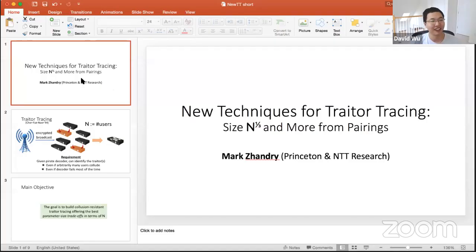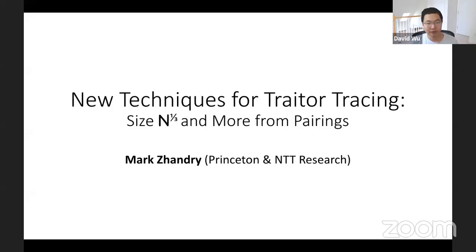The first talk in this section will be New Techniques for Traitor Tracing, Size n to the 1/3 and More from Pairings by Mark Zandri. And Mark will give the talk. Thank you for the introduction.